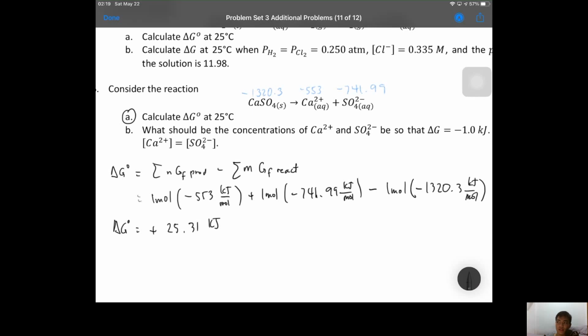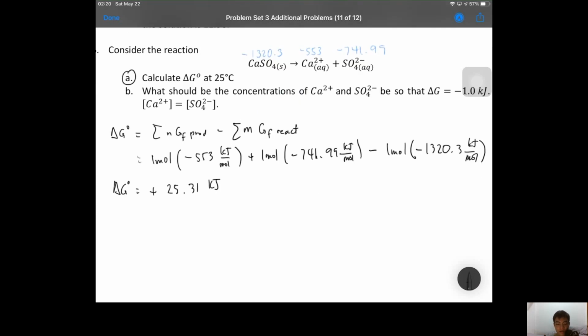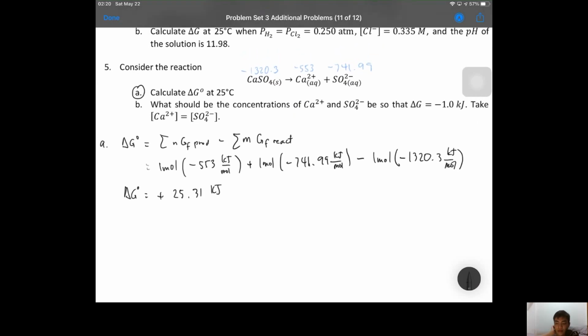Positive yung delta G. Ibig sabihin, the dissociation is not really favorable. Okay? Yun yung sabi ng ating delta G. So that's the delta G naught value. Okay? But let's answer letter B. Ano daw dapat yung concentration ng products, no? Calcium and the sulfate, so that delta G is negative 1 kilojoule. Okay? Take that they should be equal in concentration.